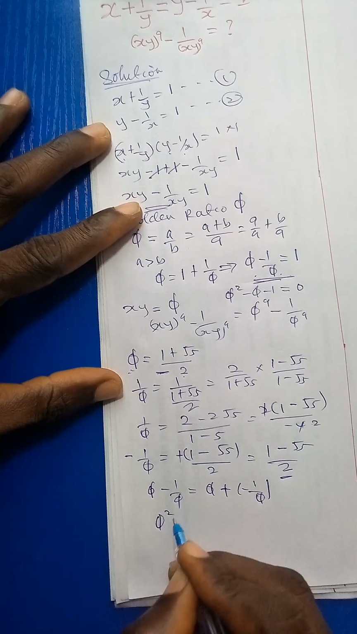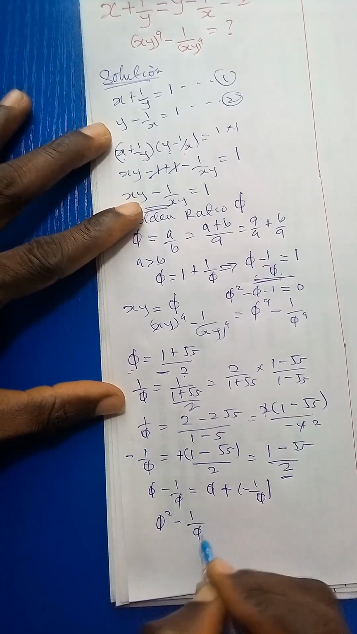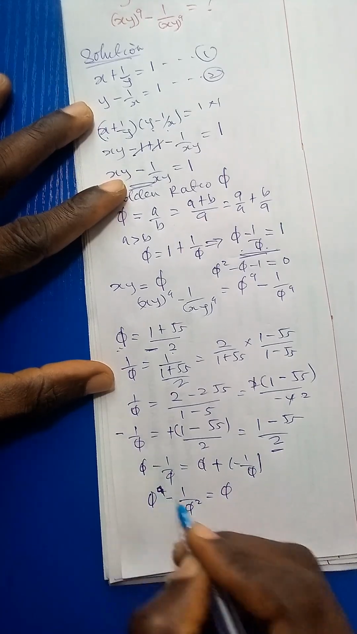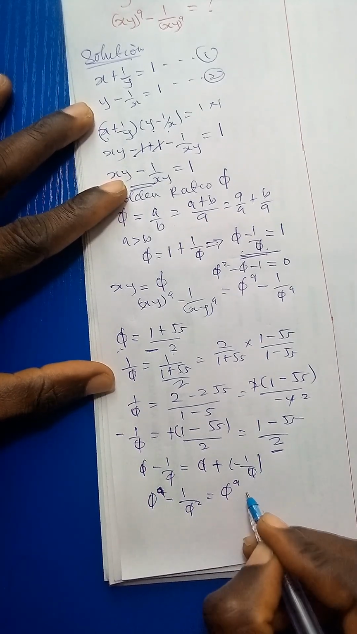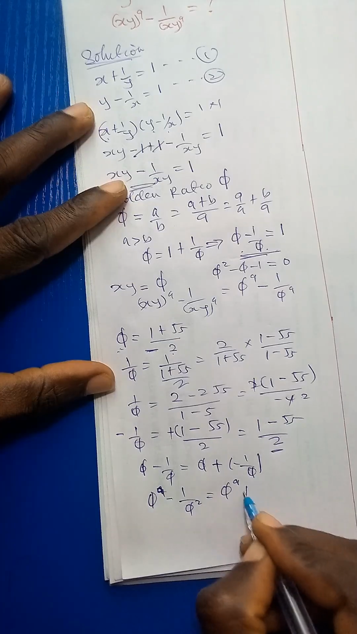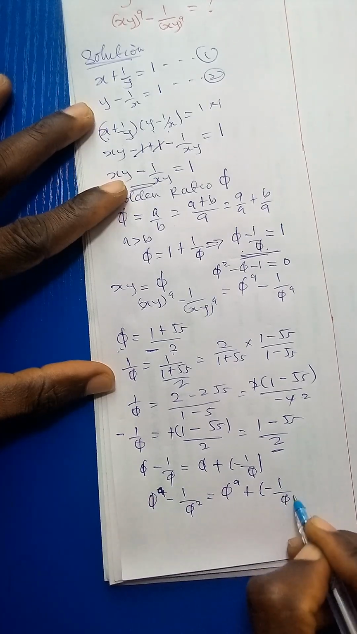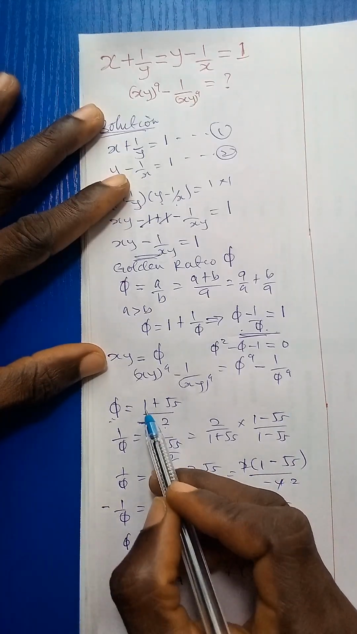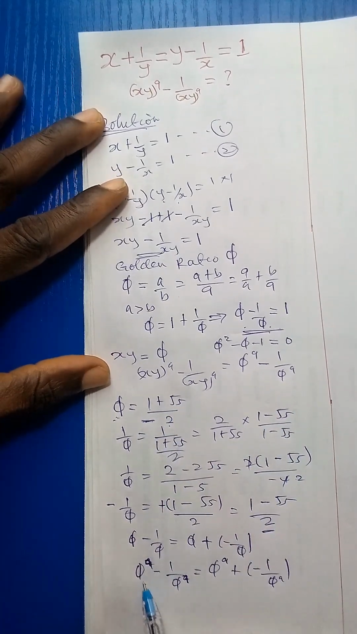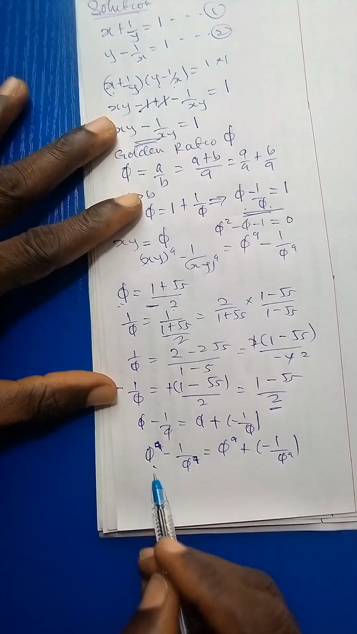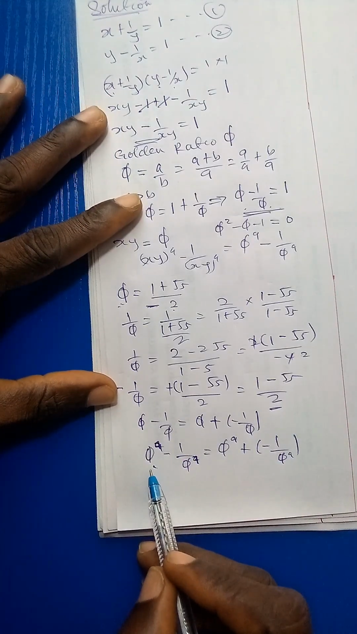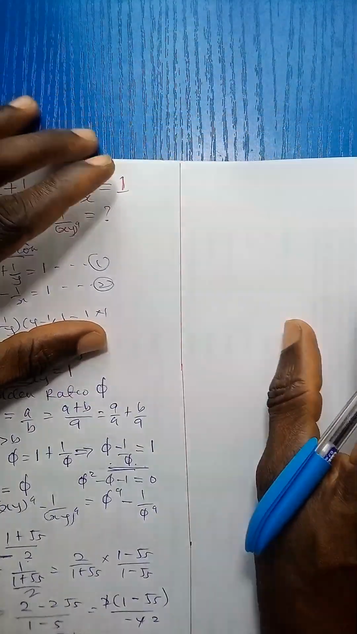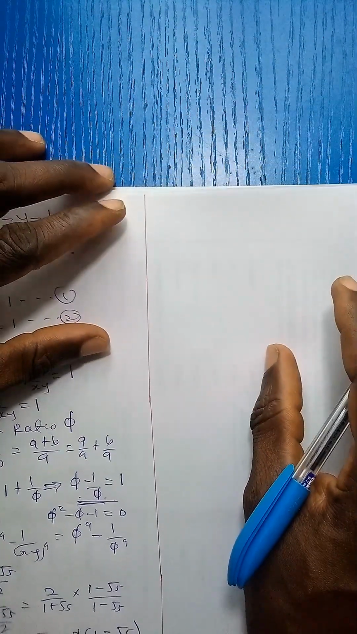And so phi to the power 9 minus 1 over phi to the power 9 is equal to phi to the power 9 plus minus 1 over phi to the power 9. Now we are tempted to just substitute (1 plus root 5) over 2 where we have our phi here. Believe me, this is going to be very lengthy and time consuming. However, life is too short for such a lengthy and time consuming exercise.